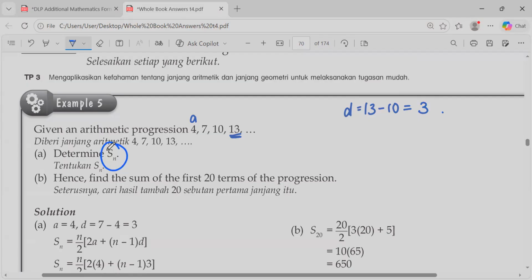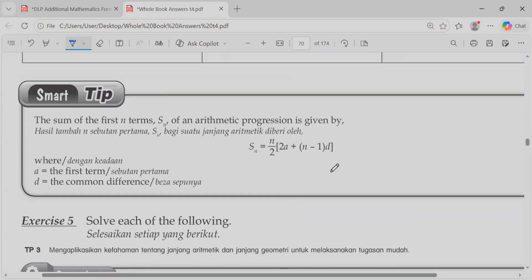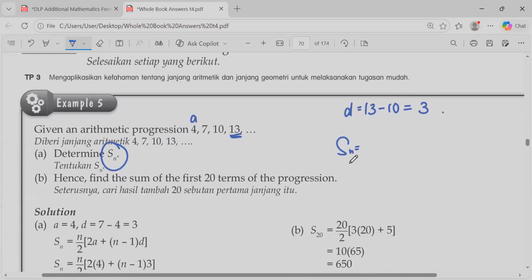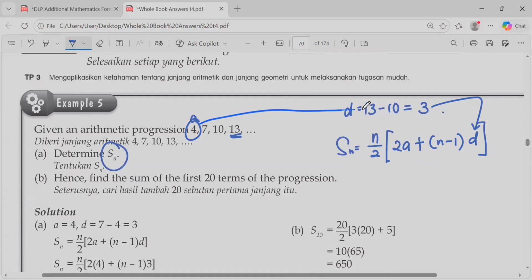Okay, Sn. Do you still remember the formula I just showed you? If you do not remember, you can look back at your textbook. Here there is a formula, so recall the formula: n over 2 times (2a plus (n minus 1)d). You just substitute into the formula. Substitute 3 for d, where a equals 4. a is the first term.